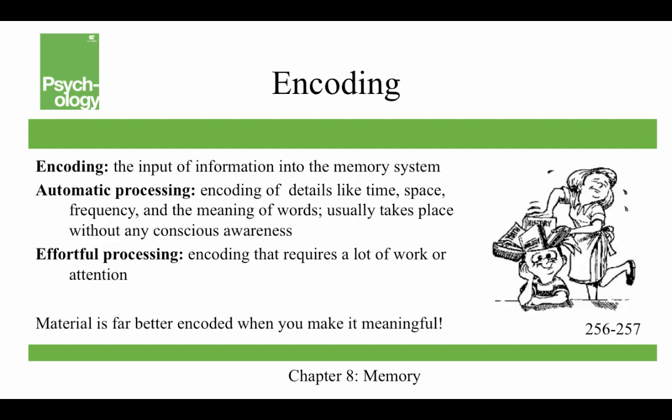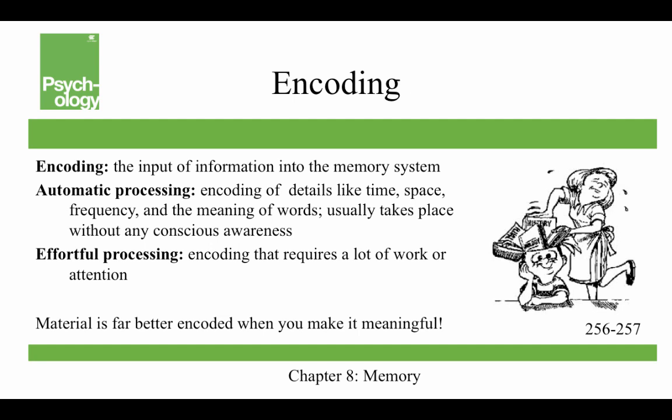Now, encoding is how we get information into our brains, and so how we get it into our memory system. And we can talk about automatic and effortful processing. So automatic processing is the encoding of details like time, space, frequency, and the meaning of words. And it usually takes place without any conscious awareness. So I could ask you, what did you have for lunch today? And that's automatic processing, because you can just tell me what you had for lunch.